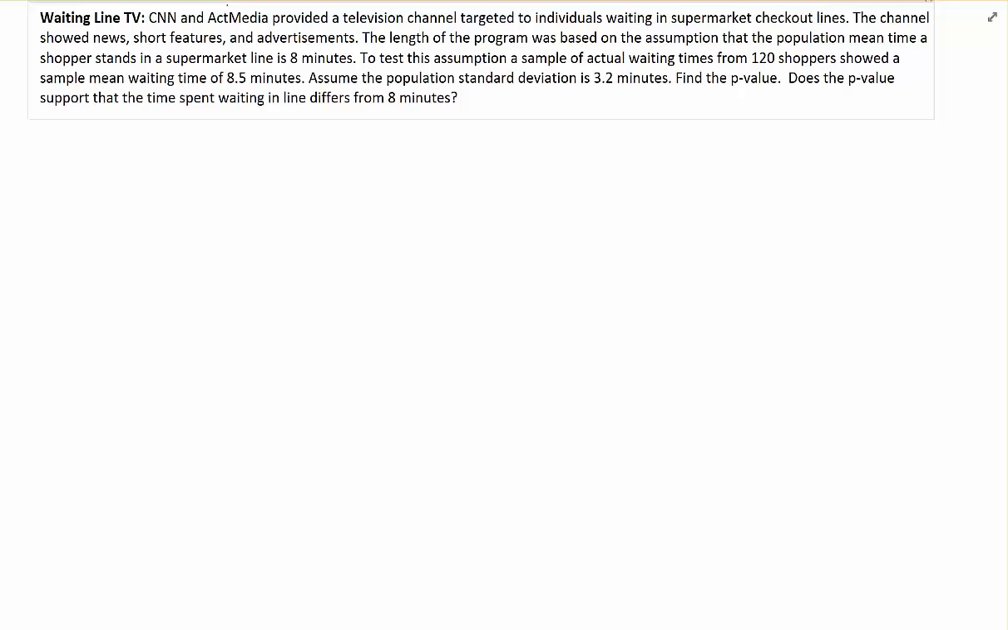CNN and ACT Media provided a television channel targeted to individuals waiting in supermarket checkout lines. The channel showed news, short features, and advertisements. The length of the program was based on the assumption that the population mean time a shopper stands in a supermarket line is 8 minutes.